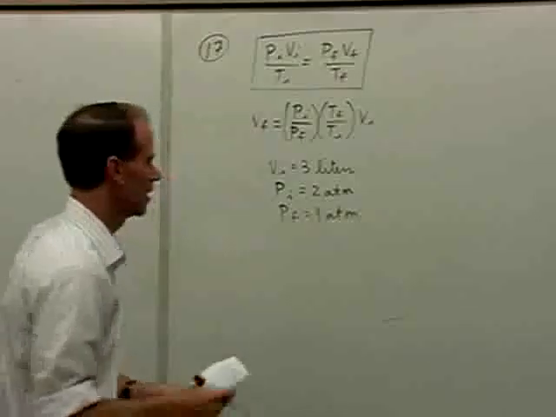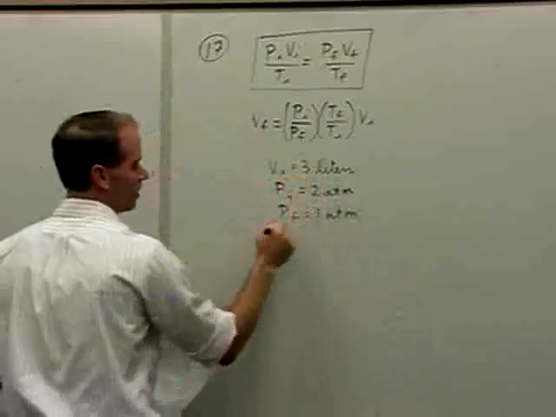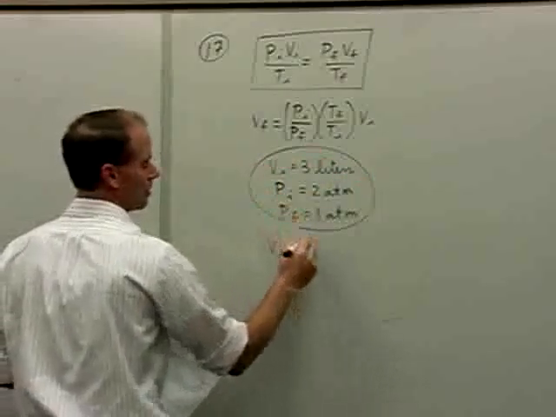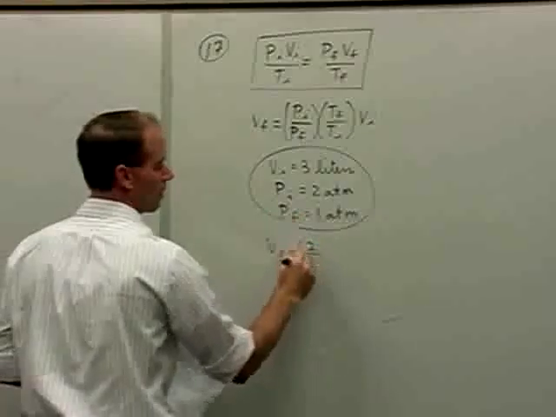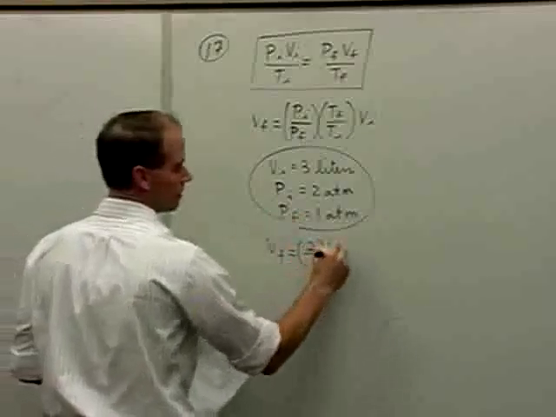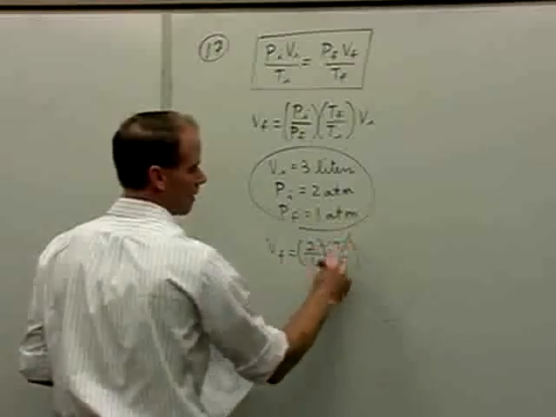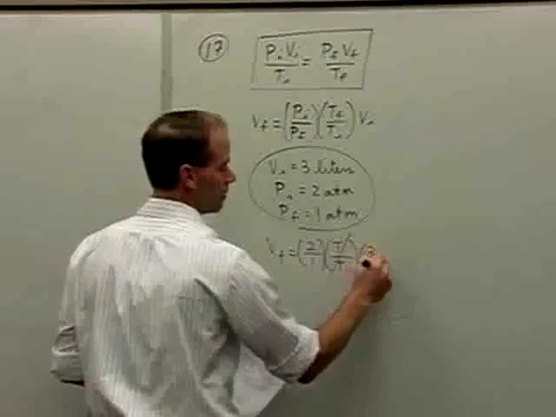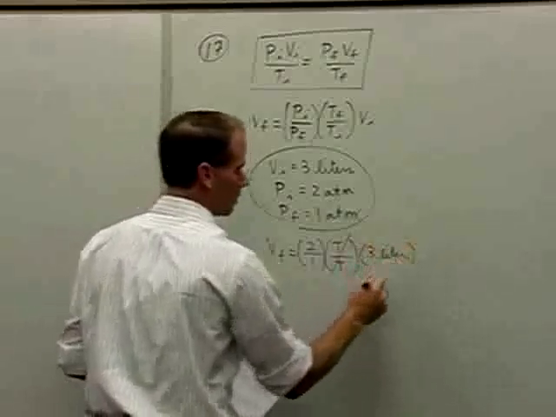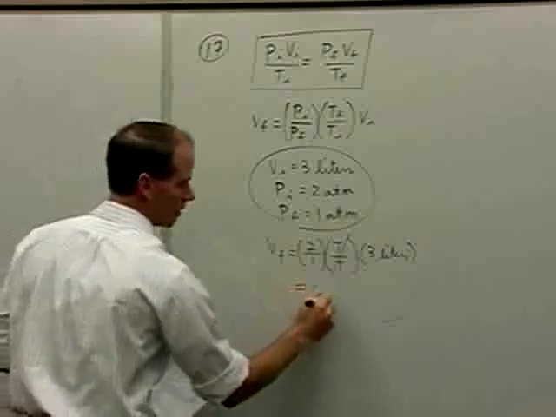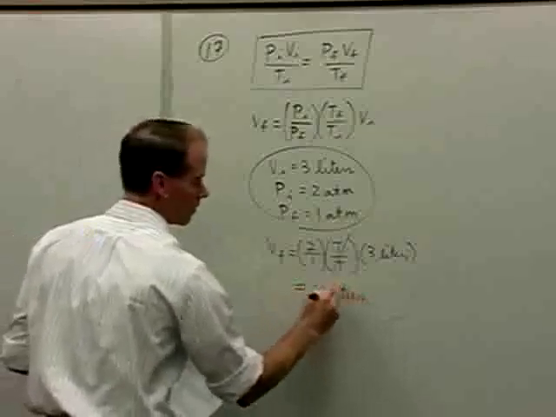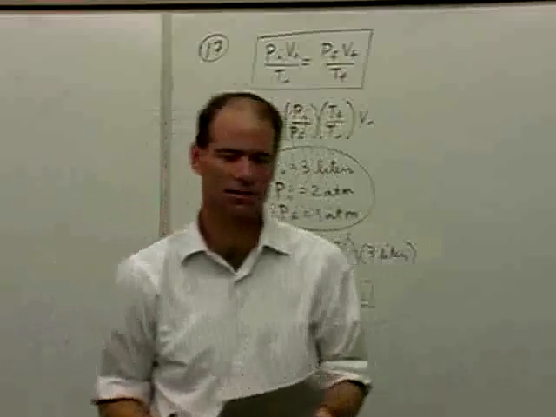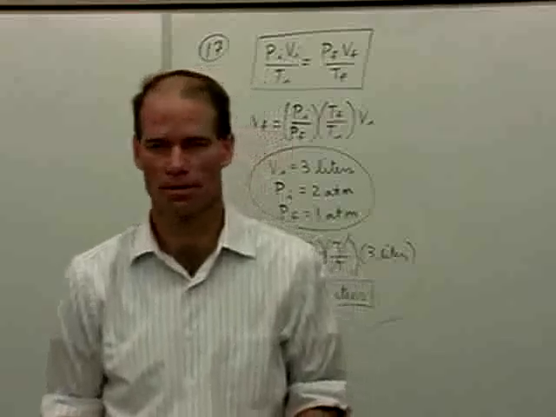Okay. So, with this in mind, our final volume will be our initial pressure 2 divided by our final pressure 1. The temperature is the same at all depths, so T over T just cancels out, times 3 liters. That's 2 times 3, or 6 liters. So the lungs of this diver will increase to twice their capacity of 3 liters.